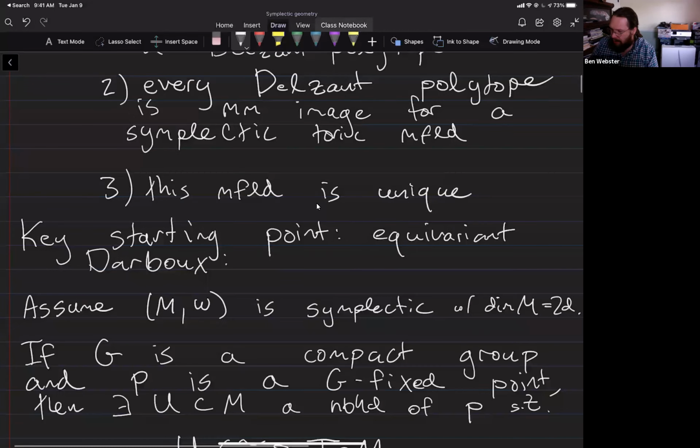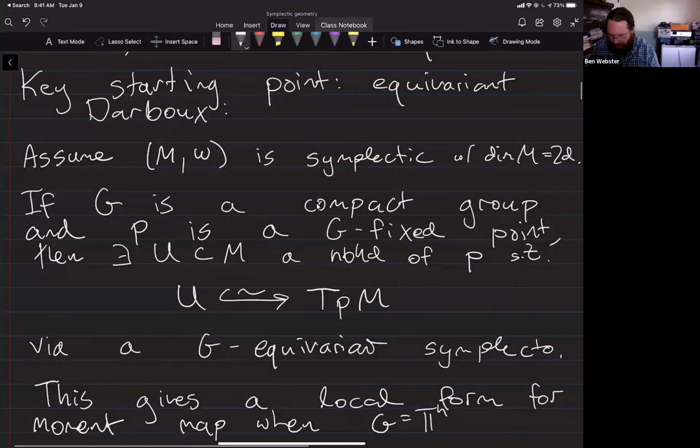And the key starting point, I have to admit, I'm going to do things, what I'm going to say must be equivalent to what's in Cannas da Silva, but the ordering is very different. It's kind of hard for me to follow exactly what's going on in a lot of that discussion in Cannas da Silva. So you're getting my take on it, but it must ultimately be pretty much equivalent.